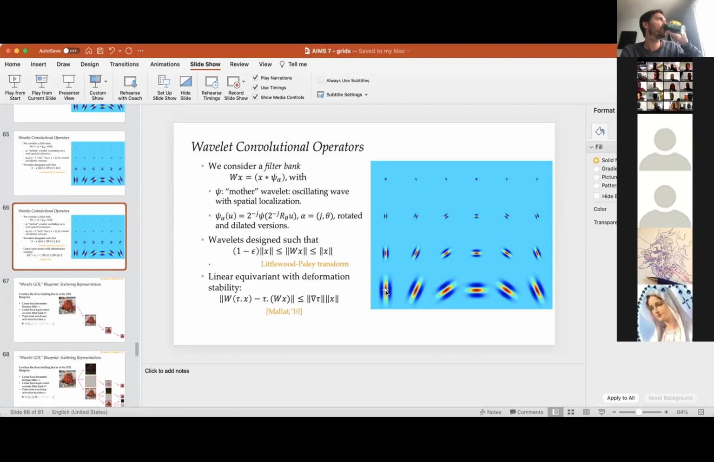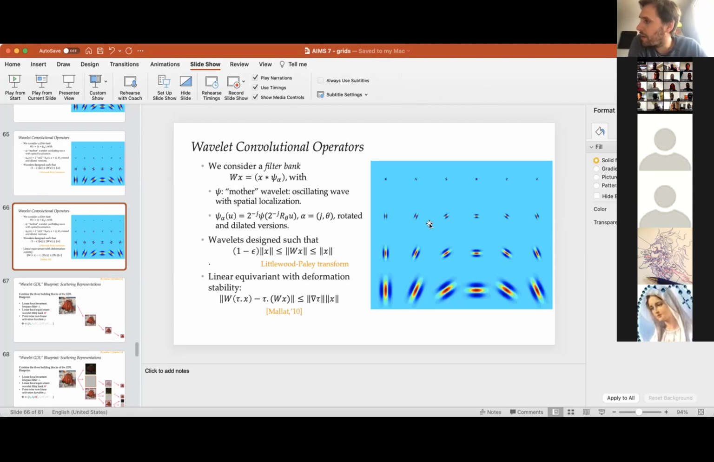I have a question here related to wavelet. I understand wavelet is stable when I have signal deformation. Okay, if I have also domain deformation, is it stable also? Yeah, that's a good question. So here we really focused on signal deformation in this result.